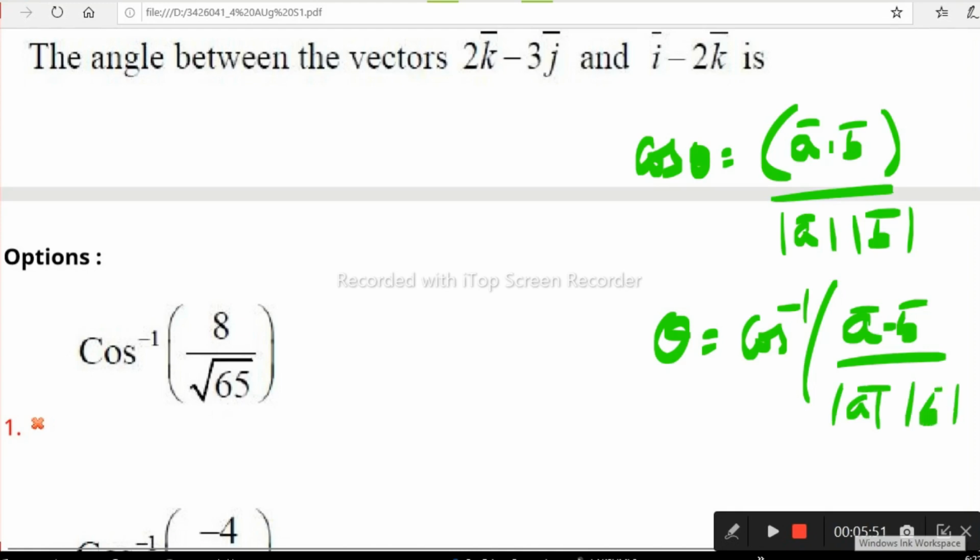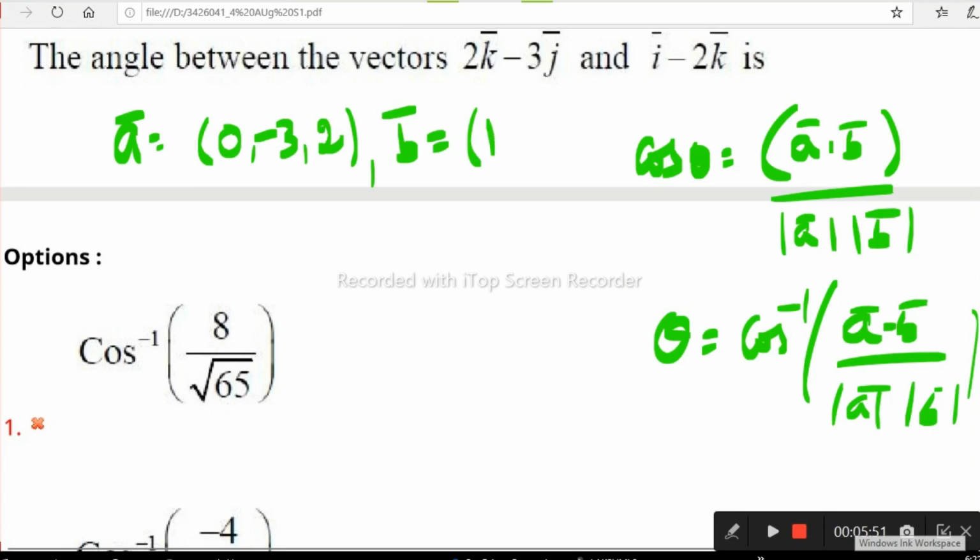You know well. So take the given two vectors, clearly 2k minus 3j and the other one is i minus 2k. A, I am writing simply in ordered triad, you know, no i term here. I coefficient is 0, j is minus 3, k is 2. If you write like this, time will be saved. And B we can take as i coefficient 1, j is missing so 0, k coefficient minus 2. Now how can you find A dot B and mod A mod B?